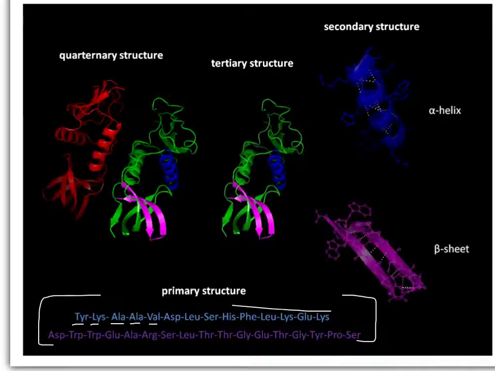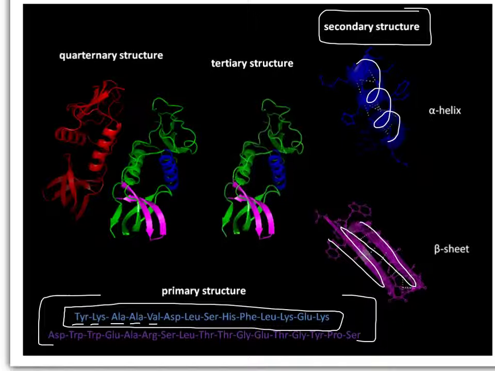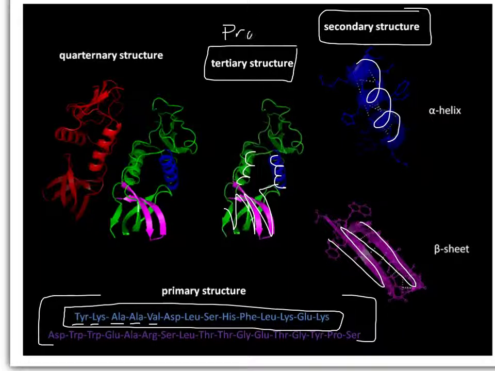Then we can take that entire stretch of amino acids, that polypeptide, and we can fold it into a beta pleated sheet, or we can fold it into an alpha helix. That is called the secondary structure. Finally, we can take the secondary structure and fold it further. So here's some alpha helices that did have a beta pleated sheet, and now they're starting to fold in on each other. That's called our tertiary structure. And remember, tertiary structure could be a protein.